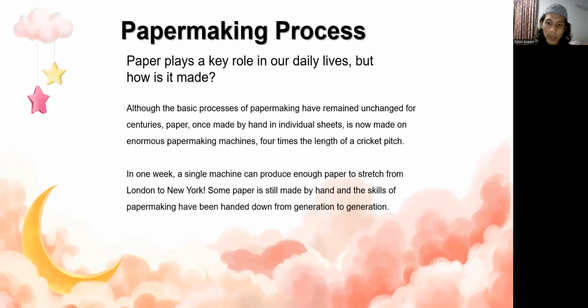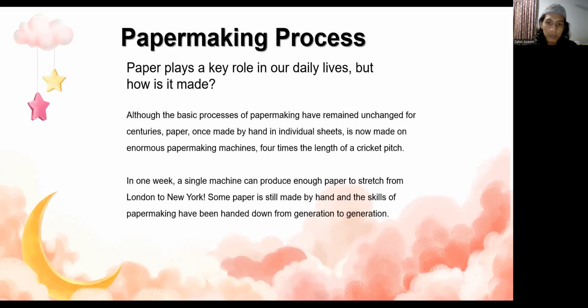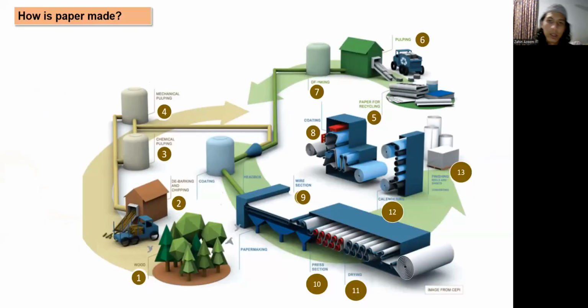Some paper is still made by hand and the skill of paper making has been handed down from generation to generation. So next, this item shows the process of how paper is made. We have two options for how the paper is obtained. One is the basic material from wood, wood pulp, and the other is from recyclable paper. So we will explain these two parts.